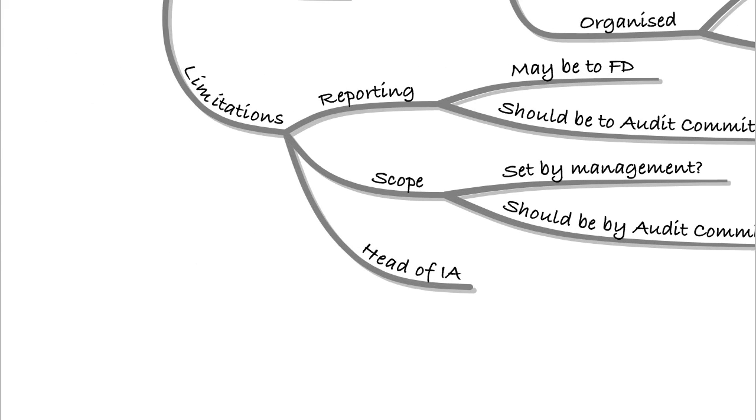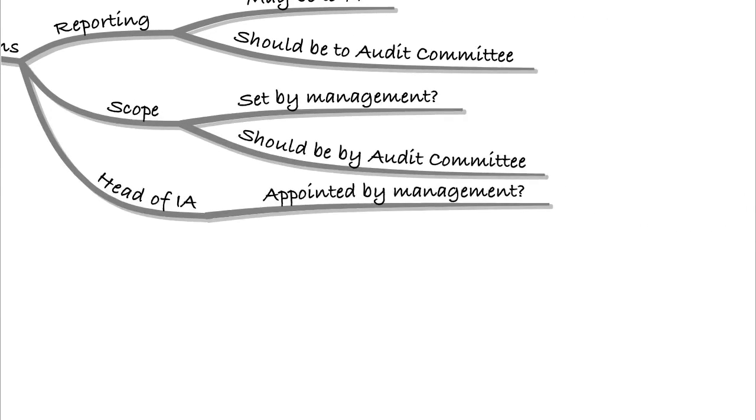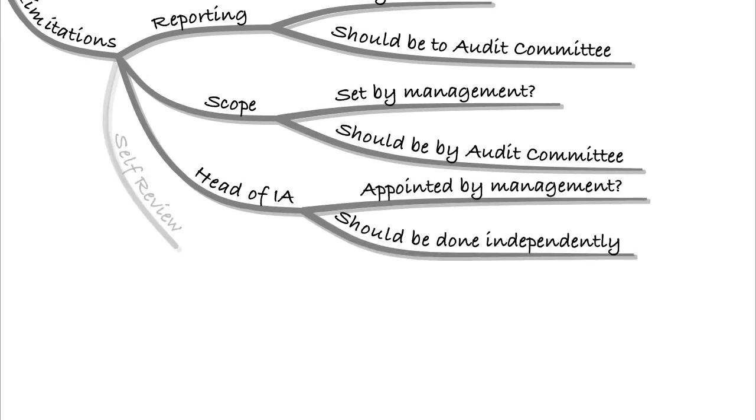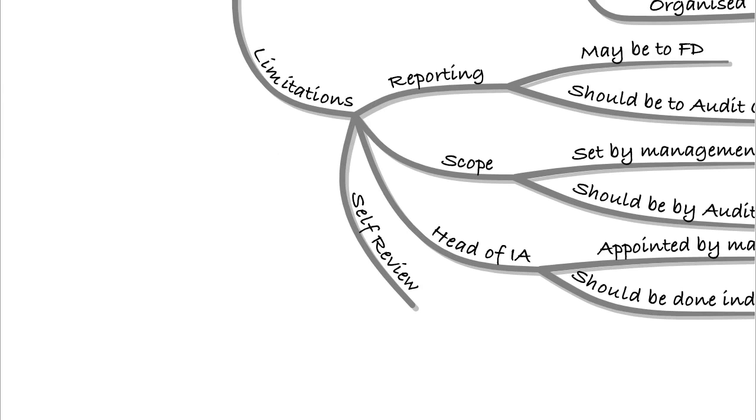The head of internal audit, remember, needs to have sufficient standing and sufficient seniority, so they shouldn't be appointed by management. This should be done independently, either by the audit committee or perhaps by the nominations committee. We also need to be careful about this self-review that we already mentioned.